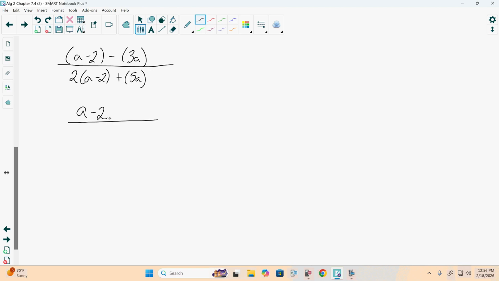The a minus 2 on top is still just a minus 6. The minus 3a is just going to be minus 3a. On bottom, we're going to need to distribute that 2. 2 times a is going to give us 2a. 2 times negative 2 is negative 4 plus 5a.